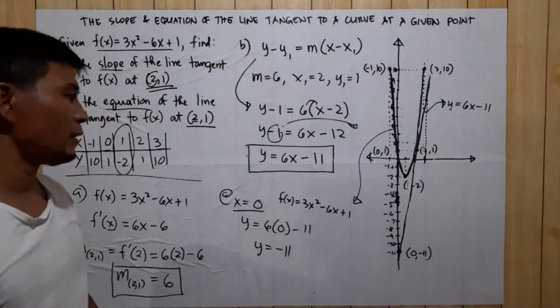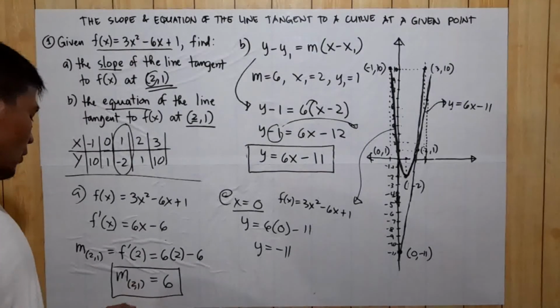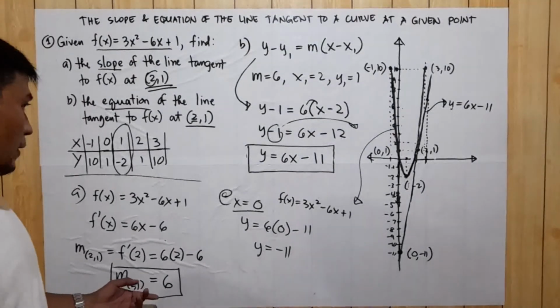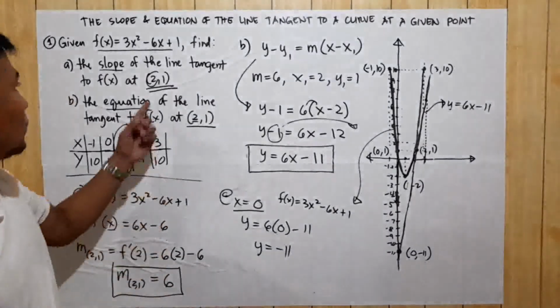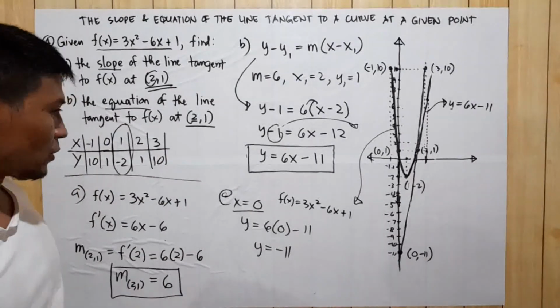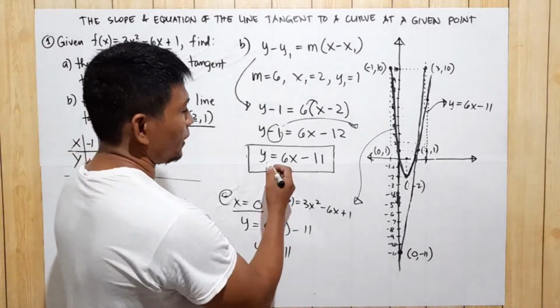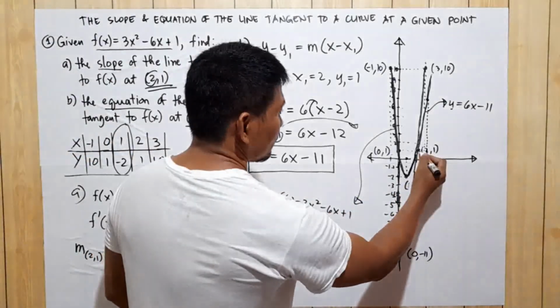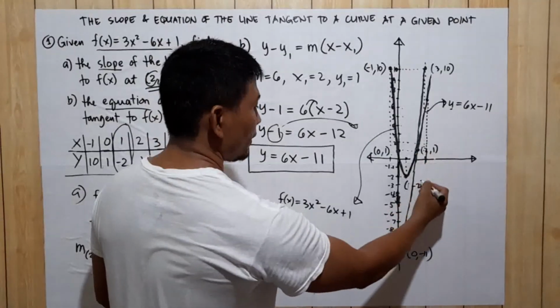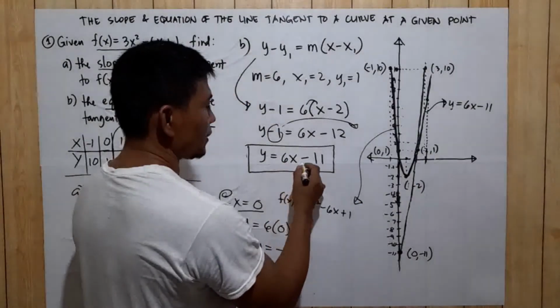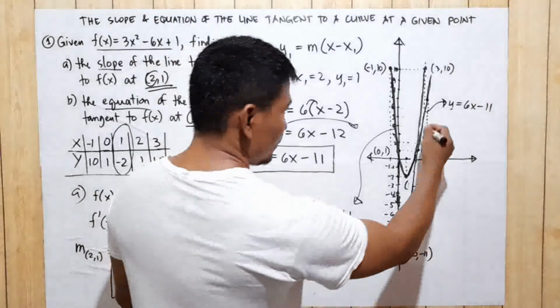So, ganyan po yung interpretation ng nakuha po nating values na slope of the line tangent to f of x at (2, 1) is equal to 6 at equation ng ating line tangent to our f of x at point (2, 1), which is y is equal to 6x minus 11.